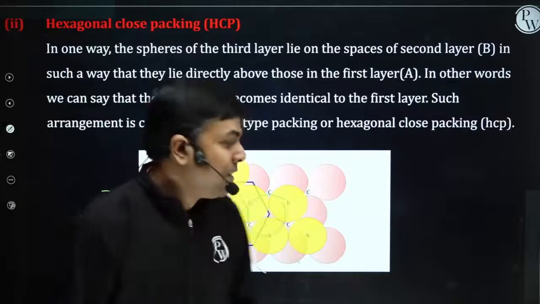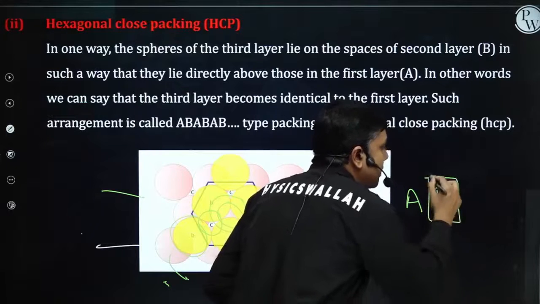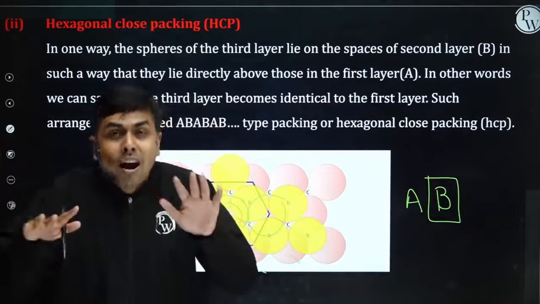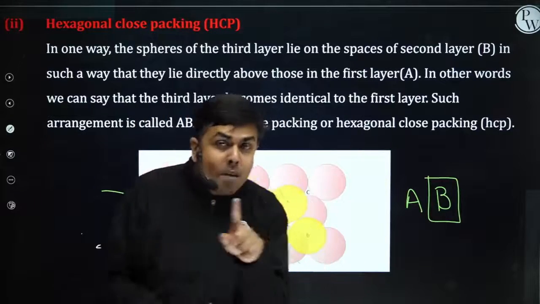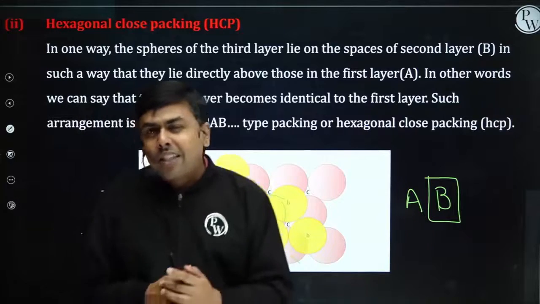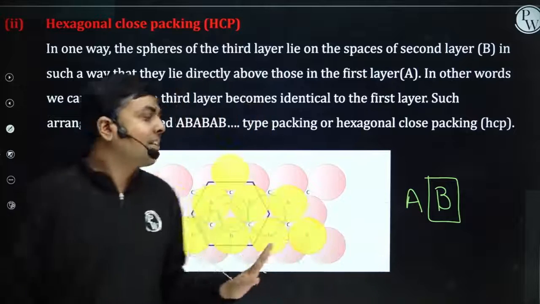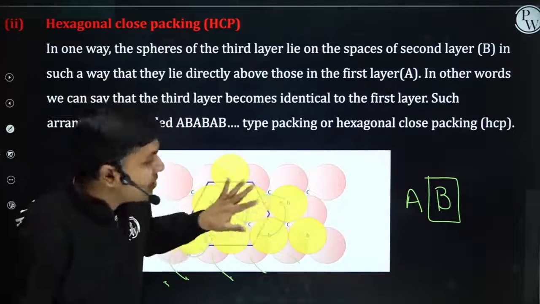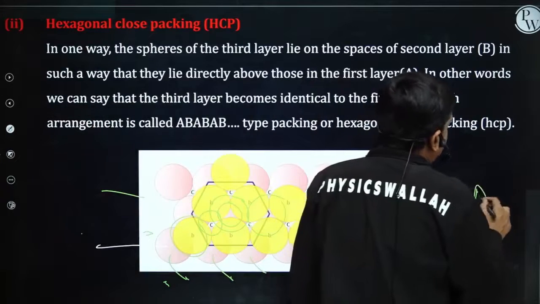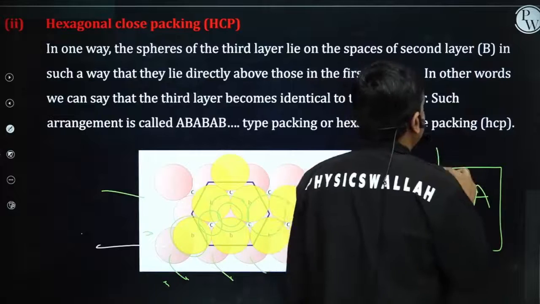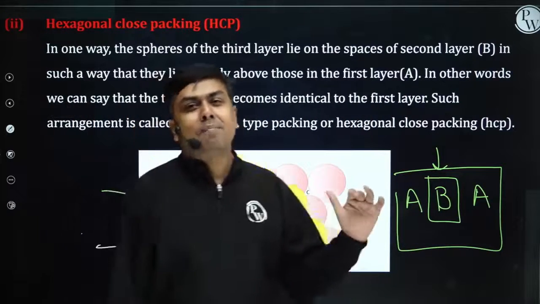So I'm having A, then B. In layer B, we have covered the lower triangular void. After covering the lower triangular void, we were getting two types of void. One is the upper triangular void, that was the pink void, and the other one was C type of void. We don't need to bother about the C type of void. Now once again I am going to cover this upper triangular void, and as soon as I cover it, the third layer will match with the first layer. So such type of packing is AB, AB, AB packing.